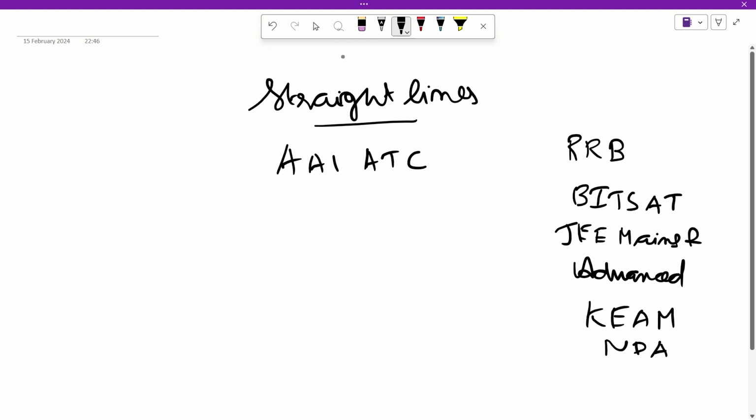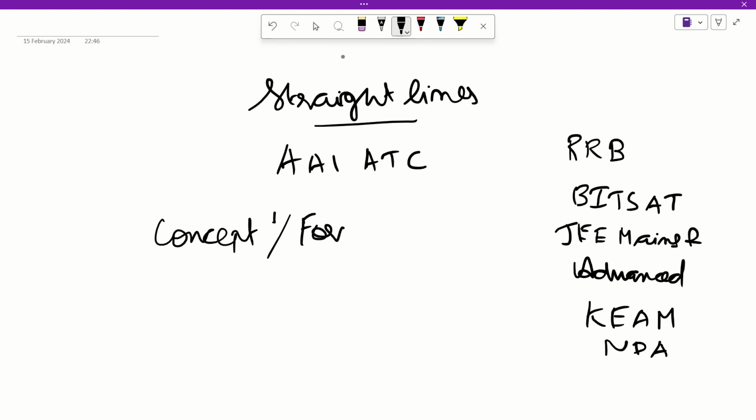Okay. So in straight lines we're going to learn a variety of concepts, but the focus of the class will be more on concept revision or formula discussions. Okay, so let us proceed with the class.